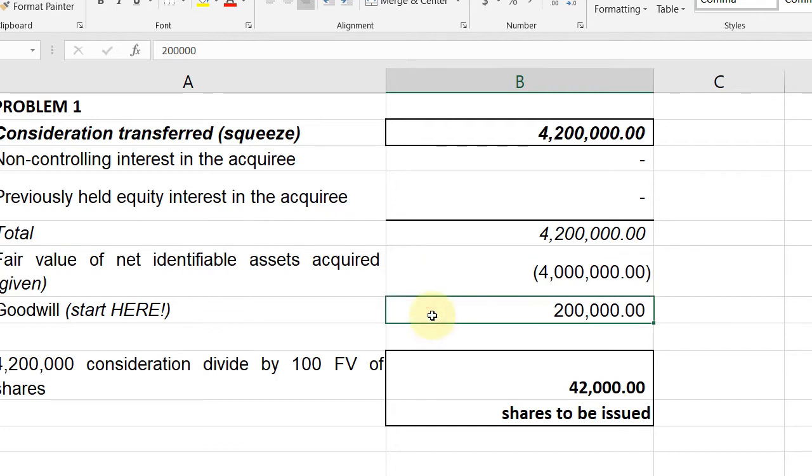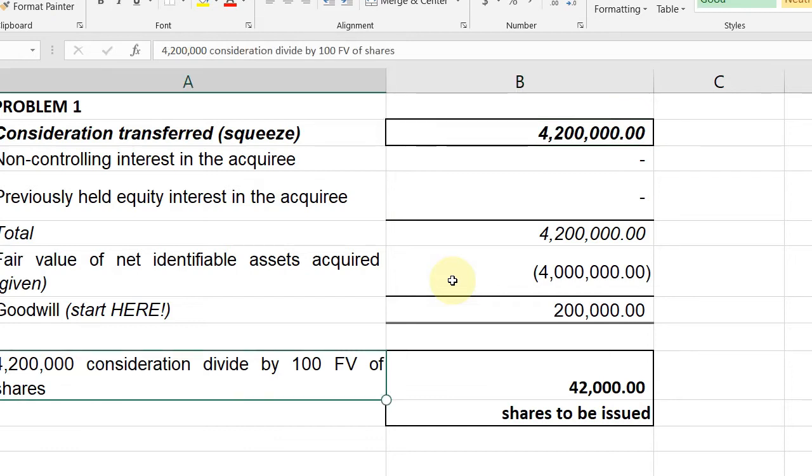You have goodwill, 200,000. So, work back mo lang. Susunod, you have 4 million, minus 4 million, baliktarin mo lang yung operation, okay, as a technique, you have 200,000 plus 4 million, you have 4.2 million. Okay, wala naman tayong previously held equity interest, and walang NCI kasi hindi binanggit if portion lang yung binili niya or what. So, ibig sabihin, yung total, siya na din yung consideration transferred, which is 4,200,000.